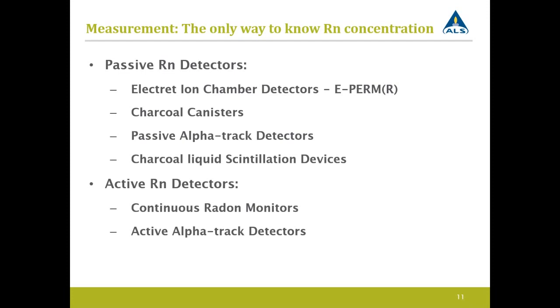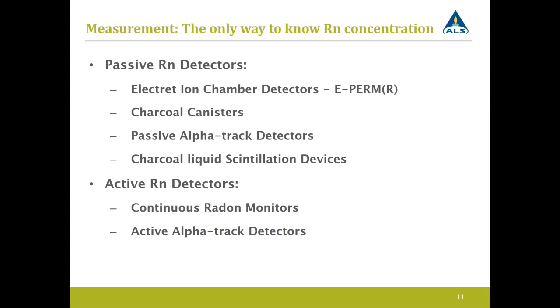They could be divided into two classes. Passive radon detectors, which do not require power to function, and to them belong electric ion chamber detectors, or EPERMs, which we are using. But on the market were also charcoal canisters, passive alpha track detectors, and charcoal liquid scintillation devices. The other class are active radon detectors, which require power to function, and to them we can find continuous radon monitors and active alpha track detectors.